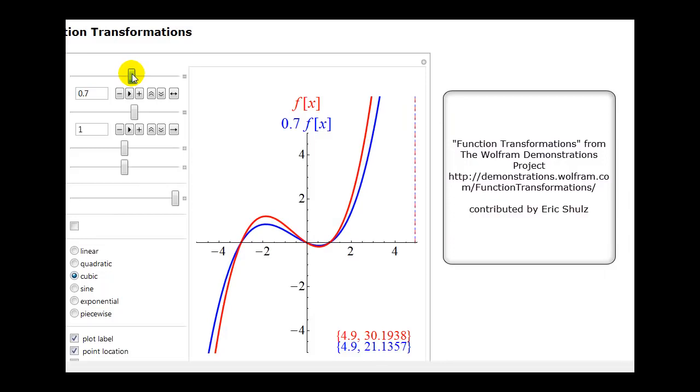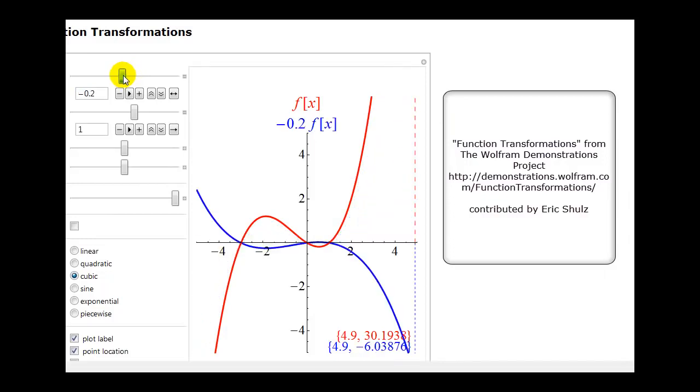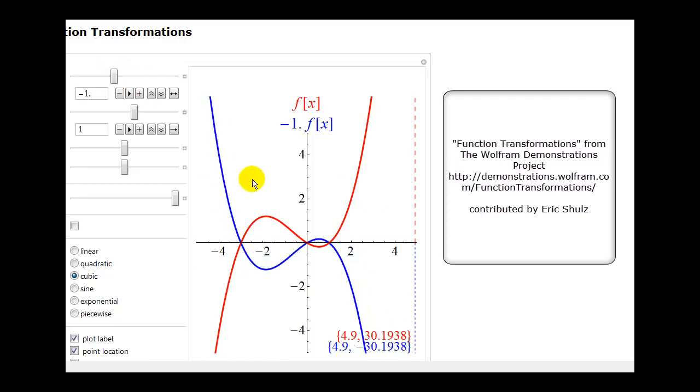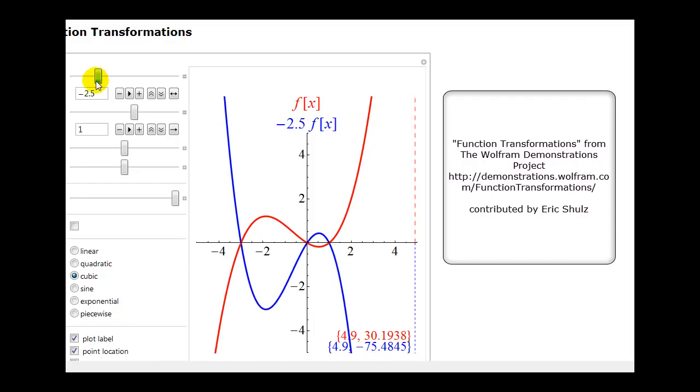So we'll decrease a, and as soon as a is negative, it will be reflected across the x-axis. And when a is equal to negative 1, as we see here, the blue function is a perfect reflection of the red function across the x-axis. And we will also have vertical stretches and compressions when a is negative, as we see here.